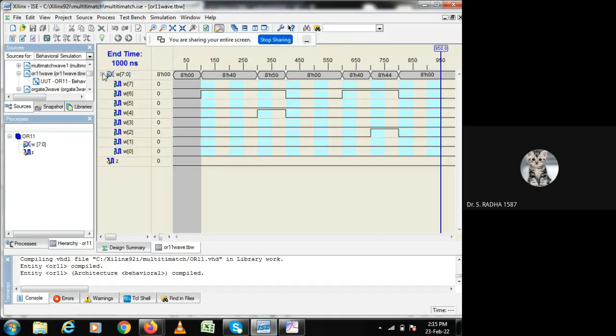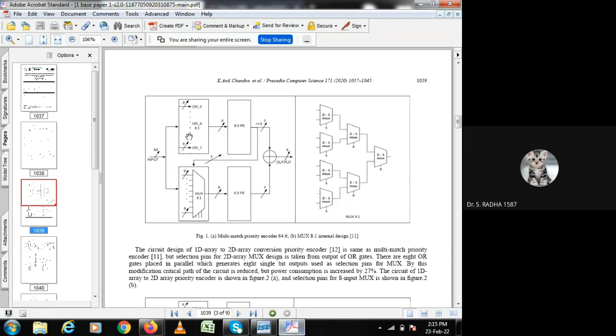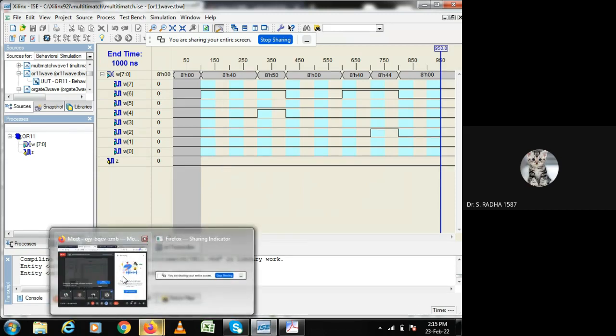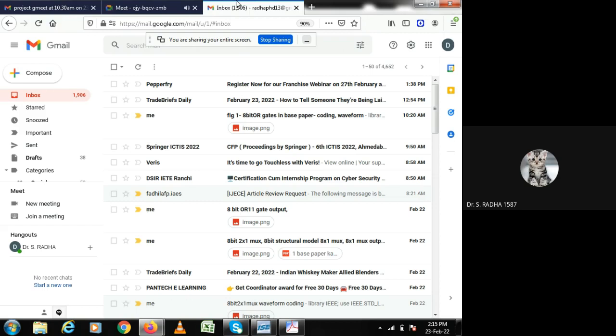So here it is 1 OR gate, 8 bits input, and 1 output, which means OR0 alone I am taking. And then when I execute this, I am getting a waveform something like this.